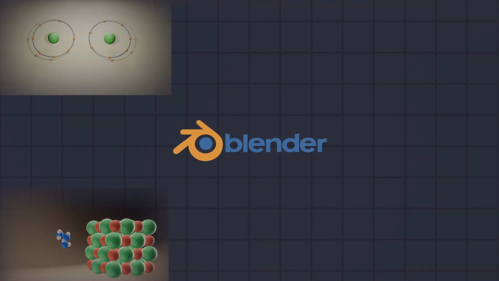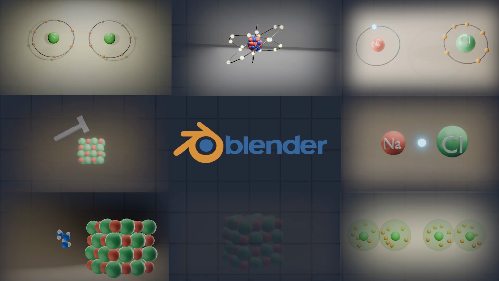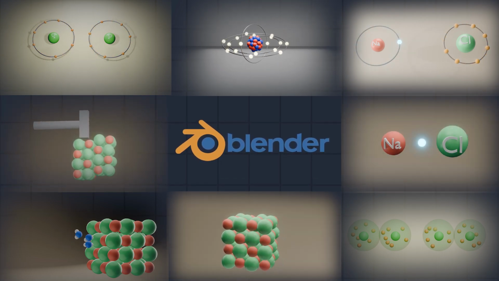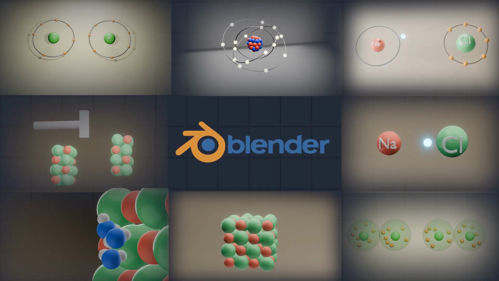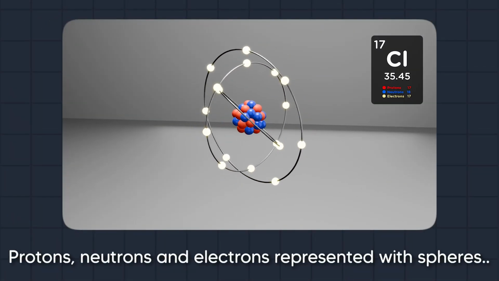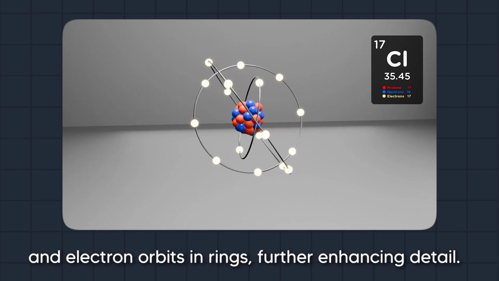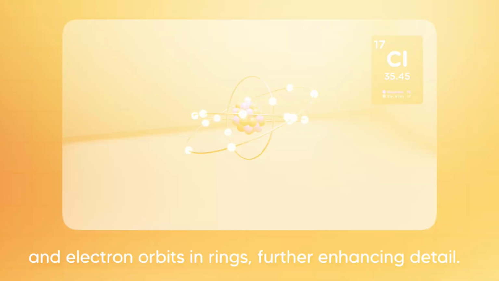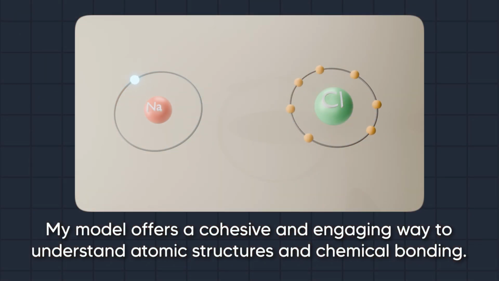I created a 3D animation in Blender to visually represent the chlorine atom, the ionic bonding in NaCl and its lattice structure, covalent bonding in Cl2, electronegativities, and more. The animation represents protons, neutrons, and electrons with spheres, and electron orbits in rings, further enhancing detail. My Blender model offers a cohesive and engaging way to understand atomic structures and chemical bonding.